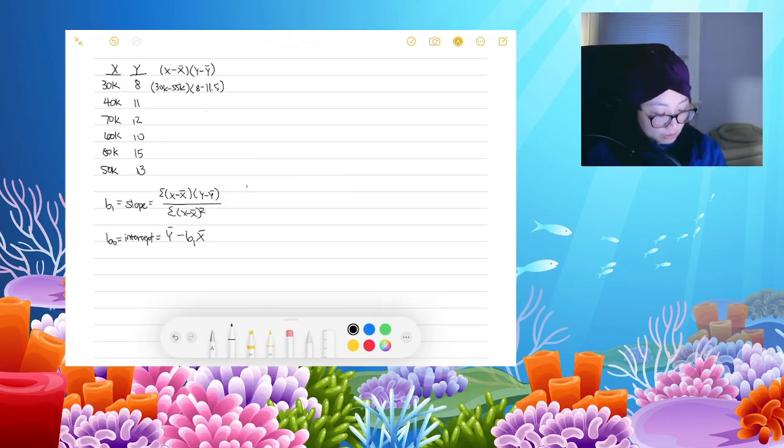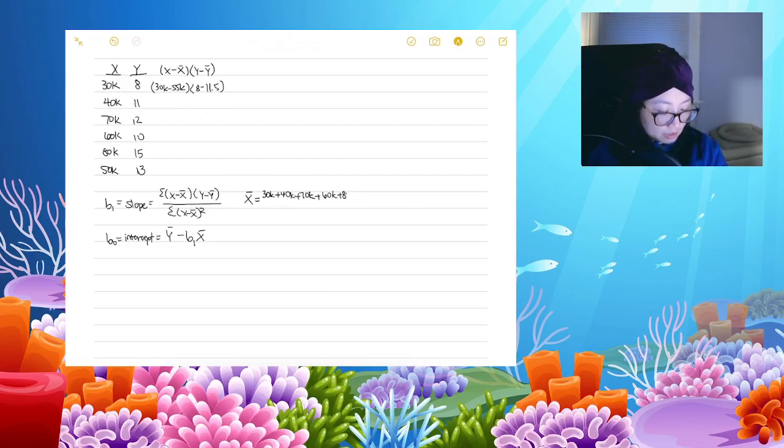And I totally forgot to calculate the average x and y values. So the x average is going to be 30k plus 40k plus 70k plus 60k plus 80k plus 50k over, we have six elements, which is going to be equal to 330,000 over 6. And what I'm going to do now is continue with the y average. That way I can then use my calculator to calculate all of that, because I can't do this in my head at the moment while talking out loud.